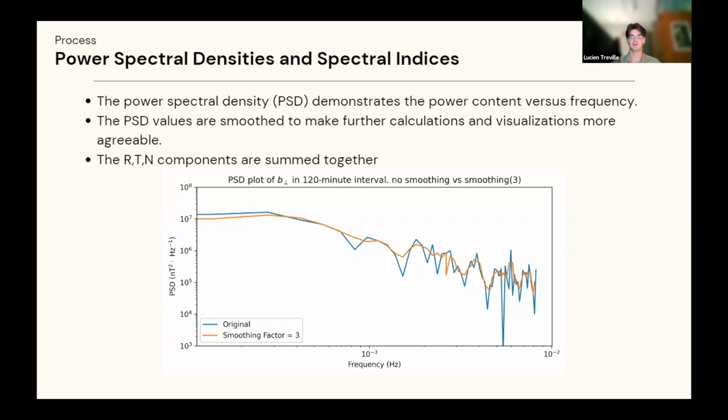As you can see on this plot, the blue is the original calculated values. While that's fine and dandy for this one graph, as we keep working with the PSD values and keep abstracting away, it tends to be helpful to smooth them down a little bit. We also summed the RTN components to just be one value. As you'll notice, this graph is in log scale, so when the RTN components are different by orders of magnitude, summing them together only shows a minor difference.